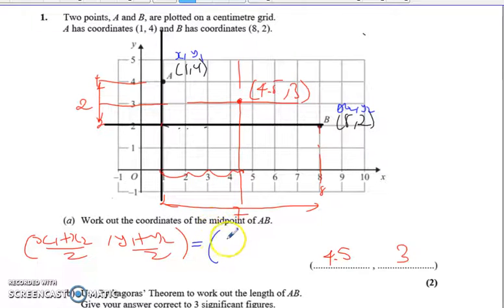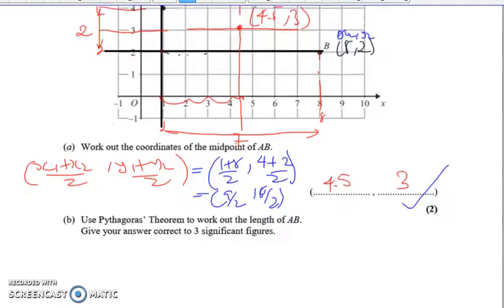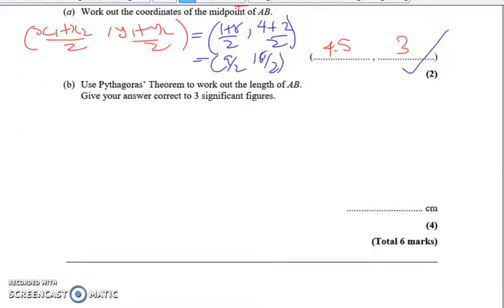So I'm going to have 1 add 8 divided by 2, and then 4 add 2 divided by 2. And as you can see, you have 9 over 2, and then you've got 6 over 2, which both simplify to 4.5 and 3. So that is done. The second part of the question says we should use Pythagoras. Now, once the question has requested a particular principle, just try and stick to that. So we want to use Pythagoras to work out the length of AB.